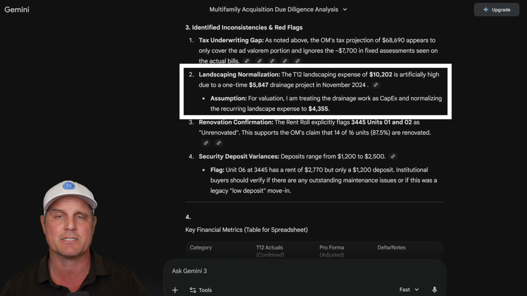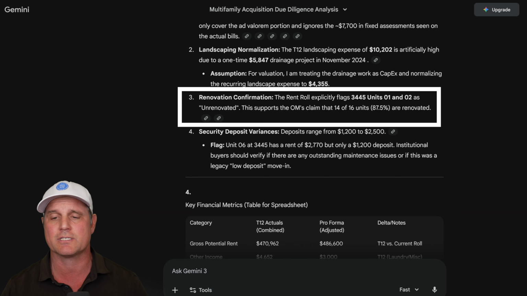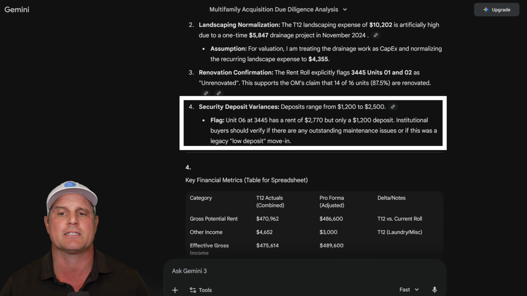Moves that landscape expense from an operating expense to a CapEx because it's a one-time expense. Talks about the unrenovated units. The OM supports this claim and says 14 of 16 are renovated. And then it flags a security deposit variance.